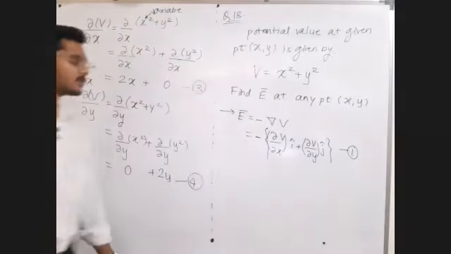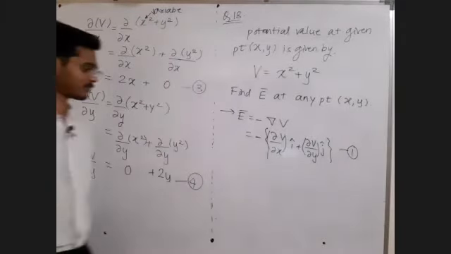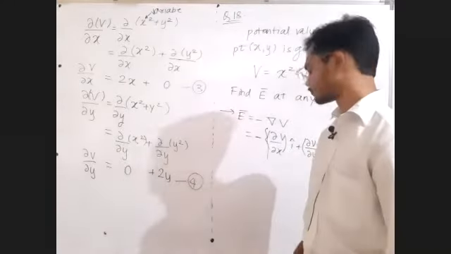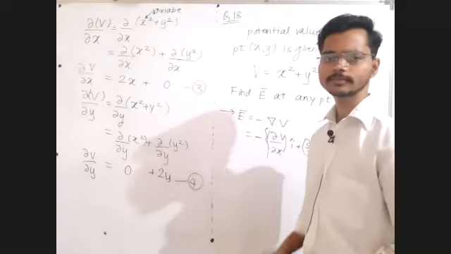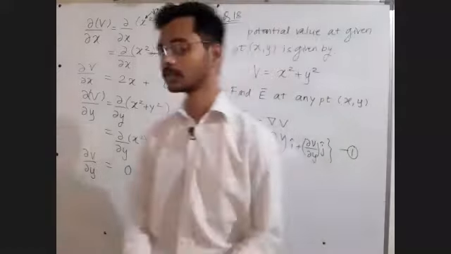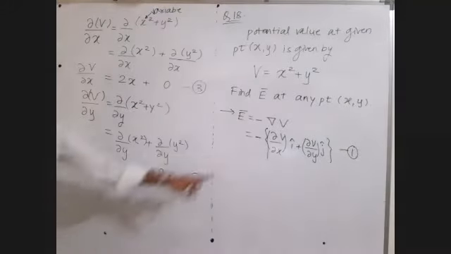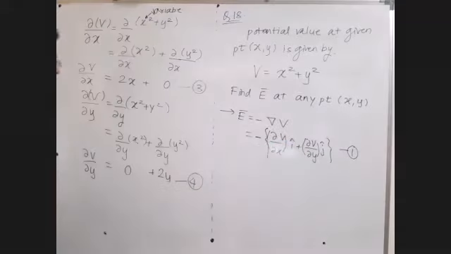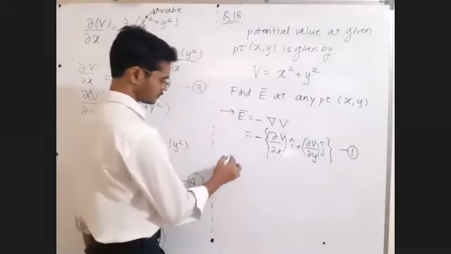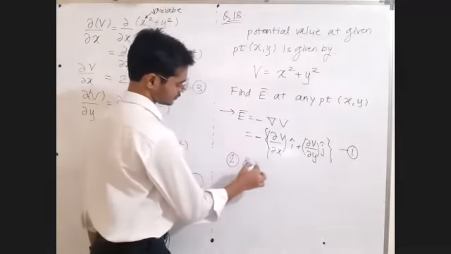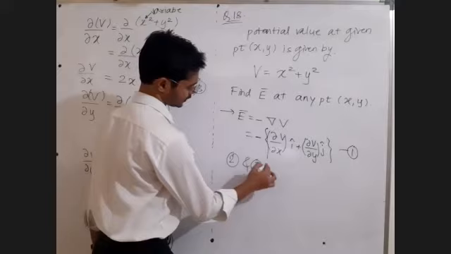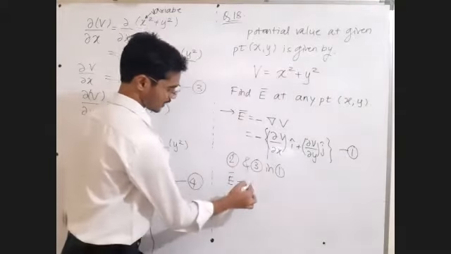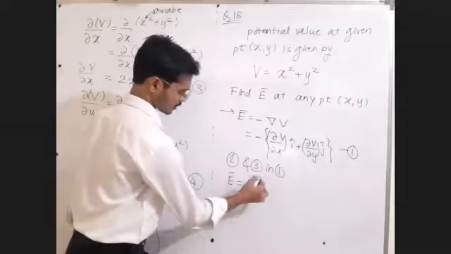Isn't that easy? Super. What next? Sir, we have dou v by dou x, we have dou v by dou y. Put the values, get the answer, sir. Chalo. 2 and 3 in 1. So E bar is equal to, sir, this minus sign as it is, bracket as it is.